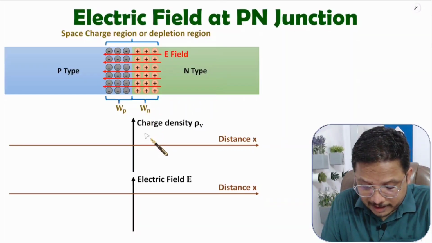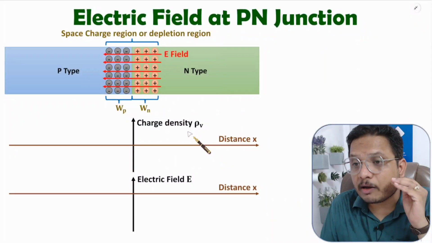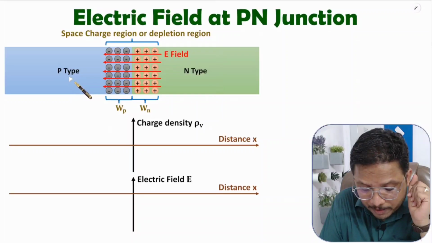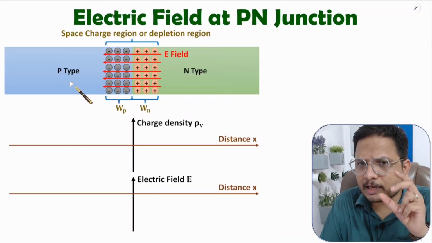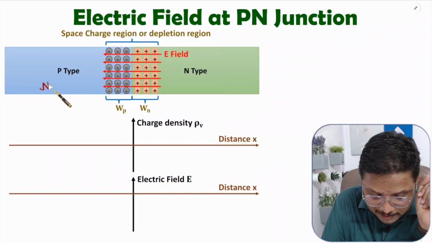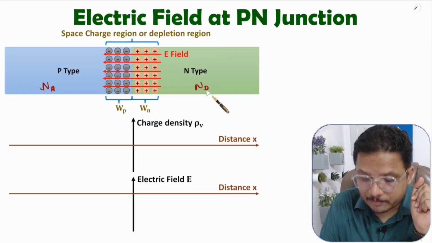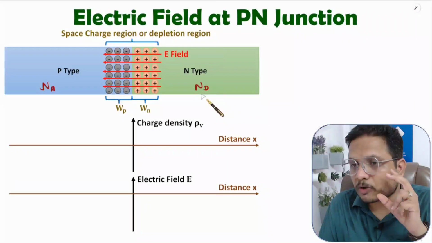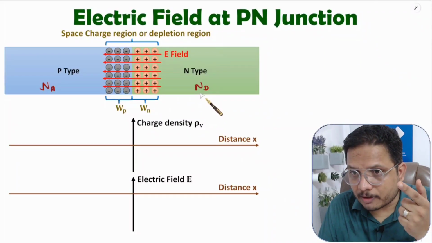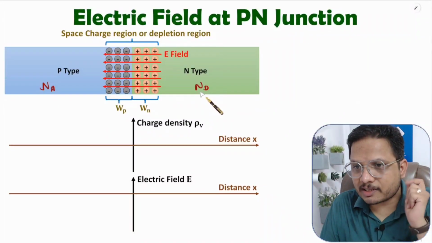So first you need to understand charge density. Charge density is charge per volume. Now to understand charge density at the side of P type, you need to understand one thing. What is a concentration? At the side of P type, concentration is Na, and at the side of N type, concentration is Nd. Concentration is per centimeter cube or per meter cube, right? So if you multiply charge with concentration, you will have charge density.